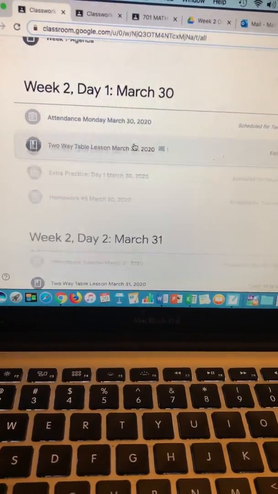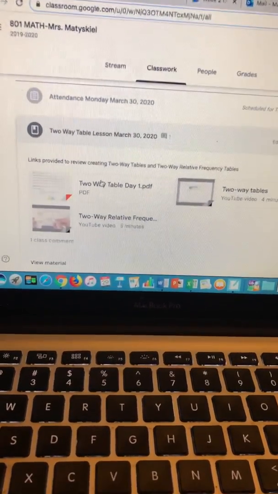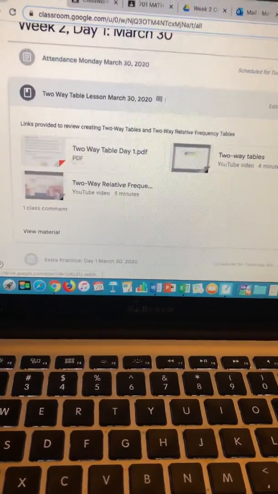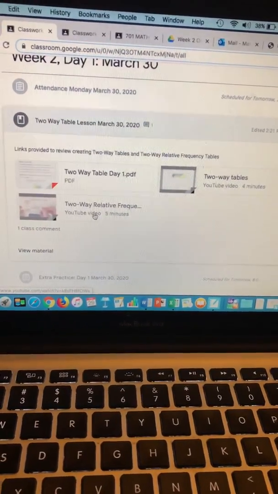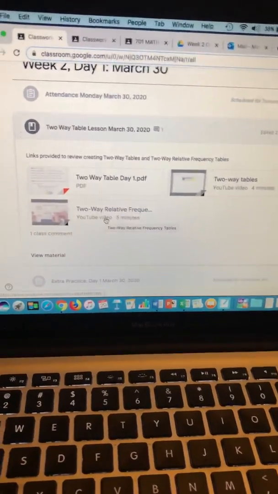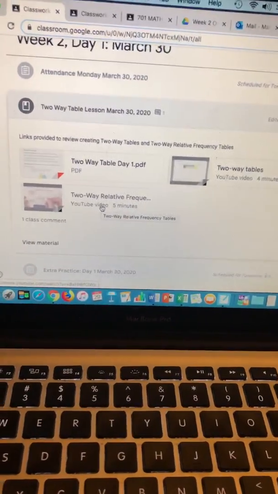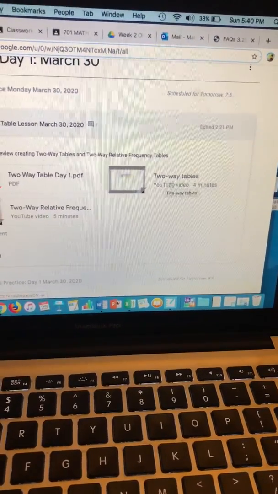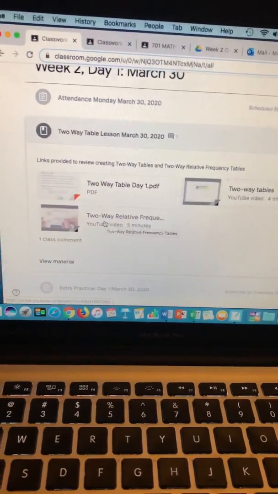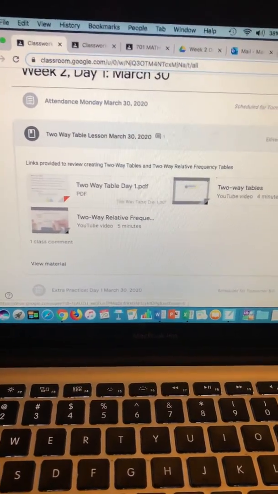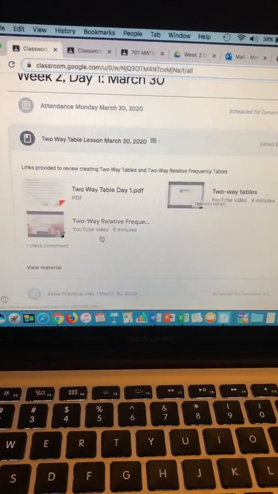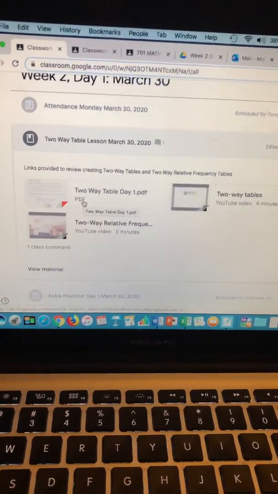Then you'll click on your two-way table lesson. In here, you have your lesson, which is what you normally see, and there are also 2 links that I provided as another resource. If after going through the lesson you're still a little confused, this one takes you through how to create your two-way table, and this one takes you through how to find the relative frequency of the two-way table. So, just 2 extra resources to use if needed.